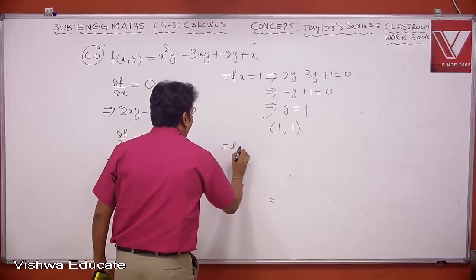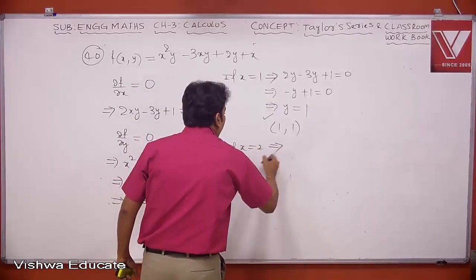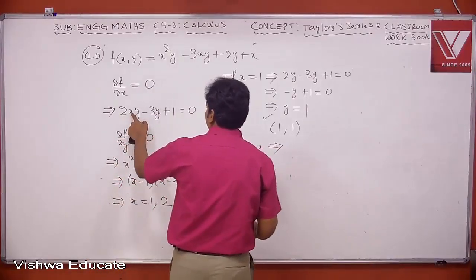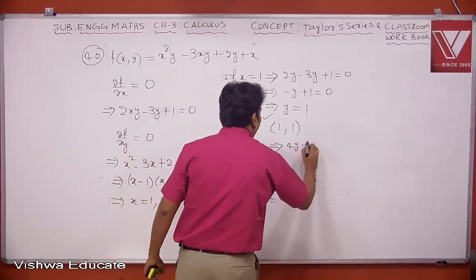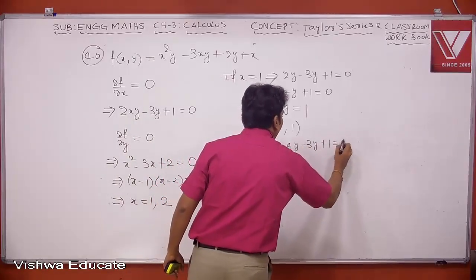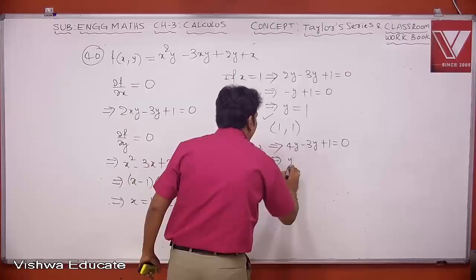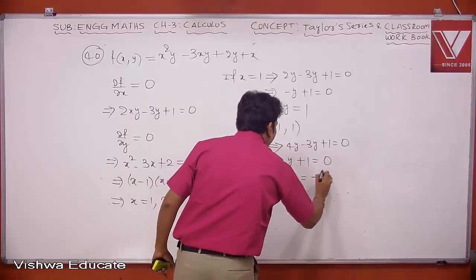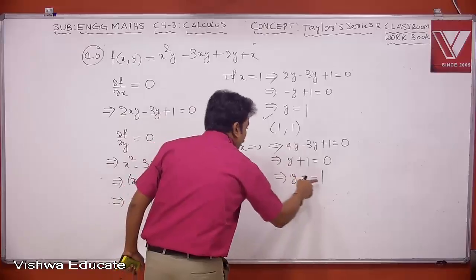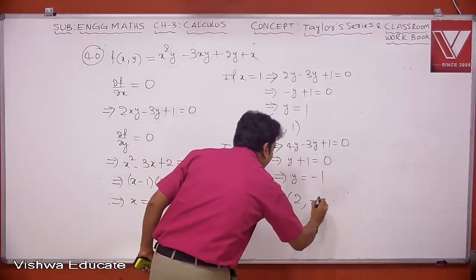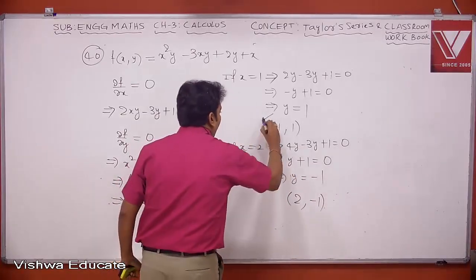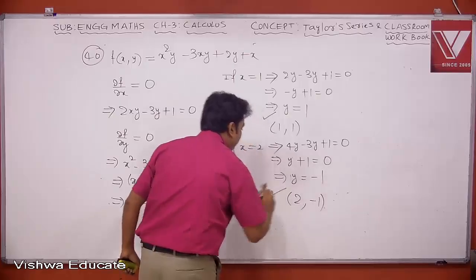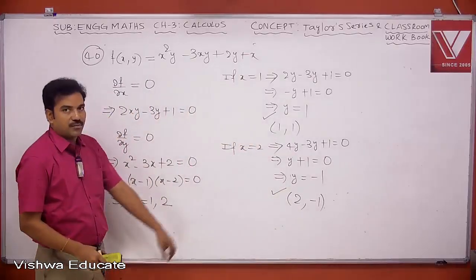Now when x is equal to 2, this equation becomes, replace x by 2. So 4y minus 3y plus 1 is 0. This implies y plus 1 is 0, so y equal to minus 1. Therefore, when x is 2, y becomes minus 1. So the second stationary point is (2, minus 1). One point is (1, 1), and the second stationary point is (2, minus 1).